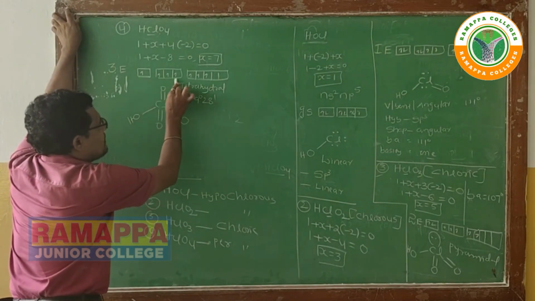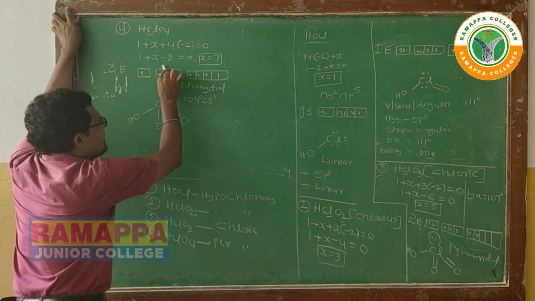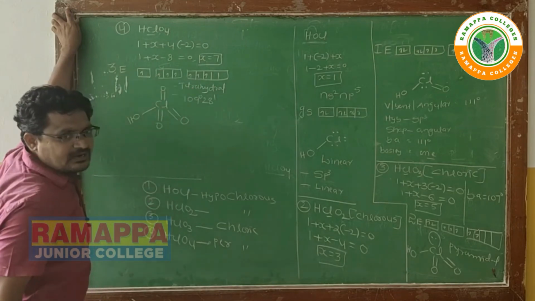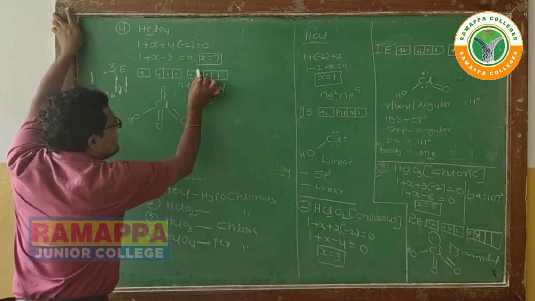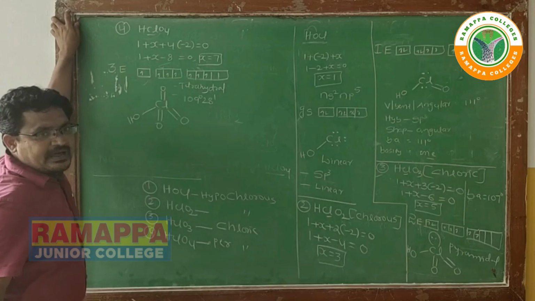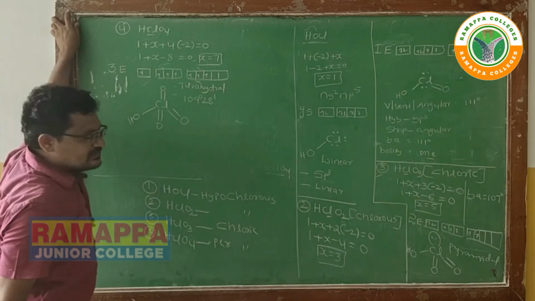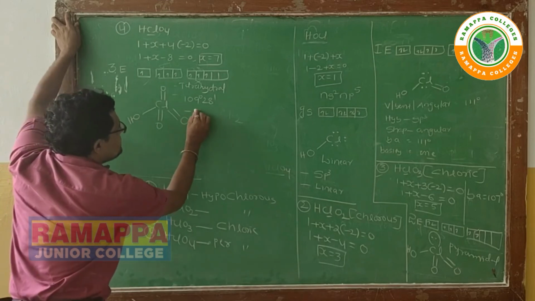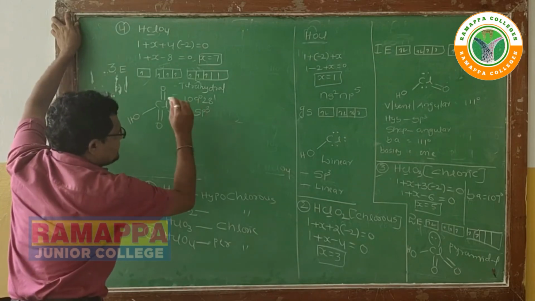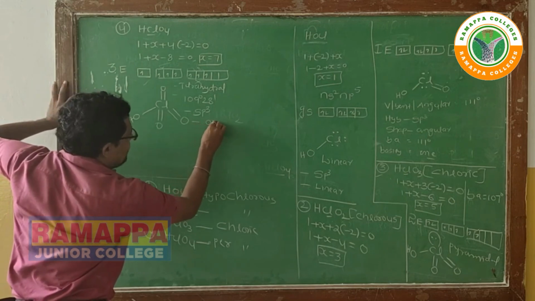Out of 7 unpaired electrons, the first 4 unpaired electrons are sigma electrons. The other 3 unpaired electrons are pi electrons. Sigma electrons participate in hybridization. Pi electrons do not participate in hybridization. That's why it undergoes sp3 hybridization. Its basicity is 1.